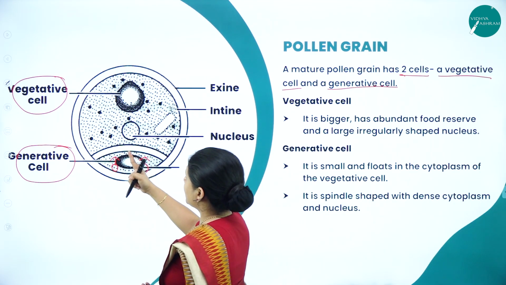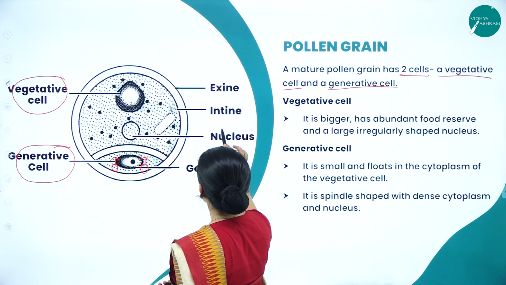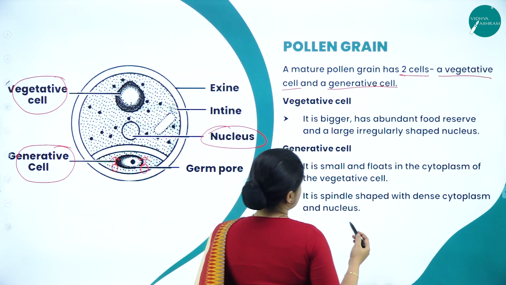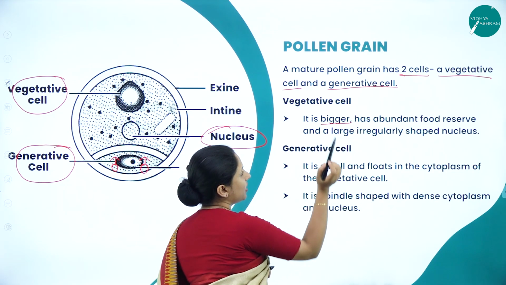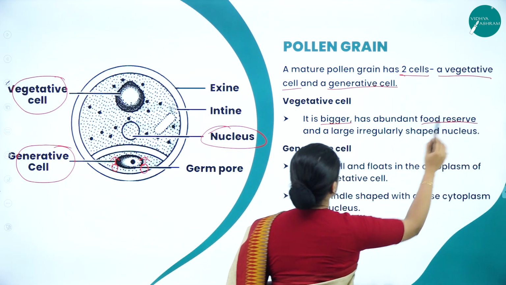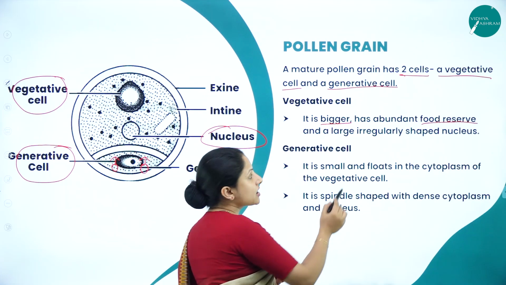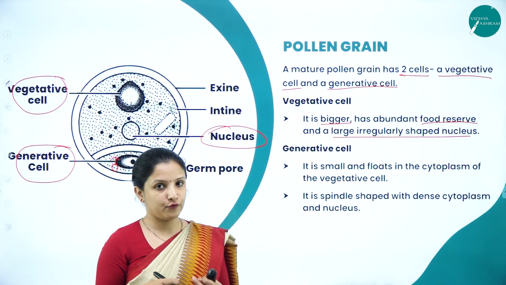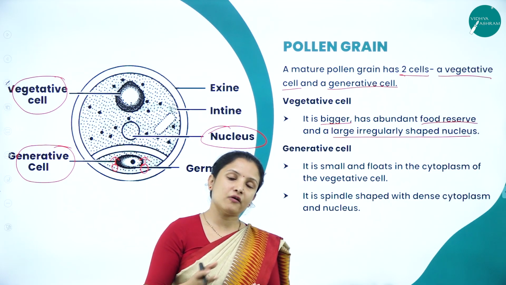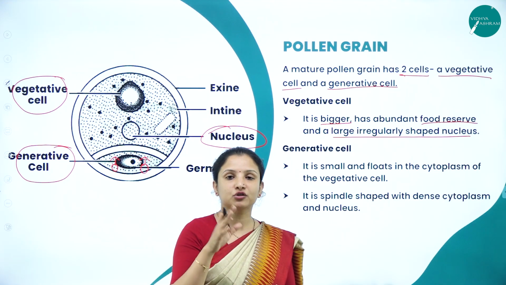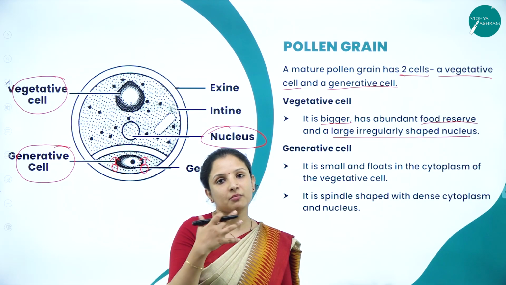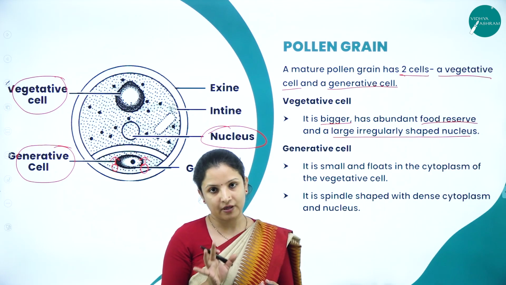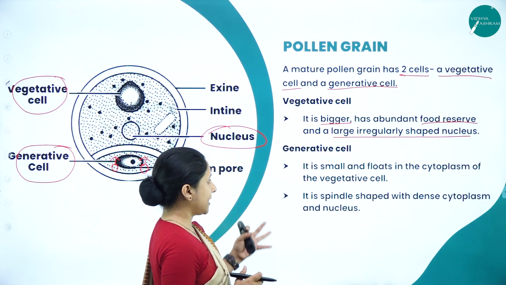In the vegetative cell, just the nucleus will be present, and as I told you, it is bigger and filled with a lot of food reserve, and it has a large irregularly shaped nucleus. Because it is filled with a lot of food reserves, the main function of the vegetative cell is to provide nutrition to the male gametes until they travel and reach the female gamete. Okay. So generative cells.